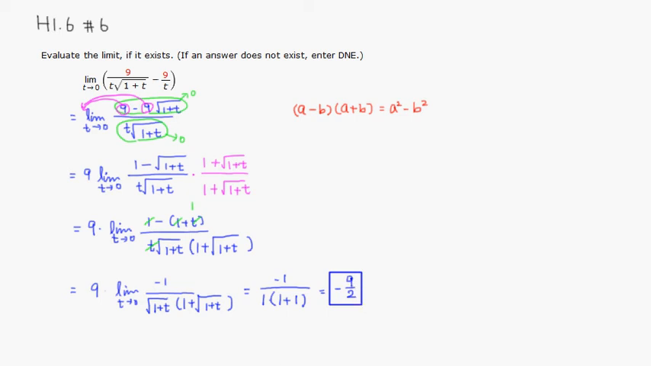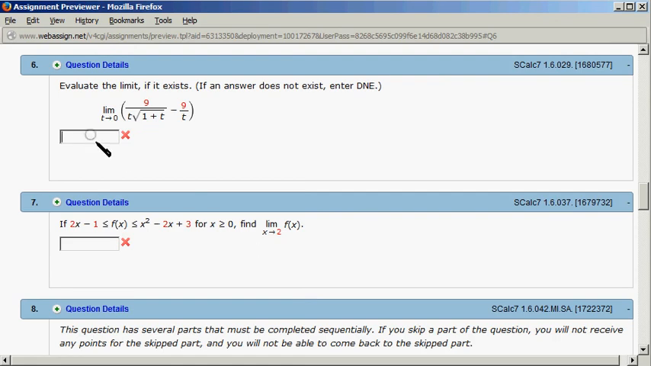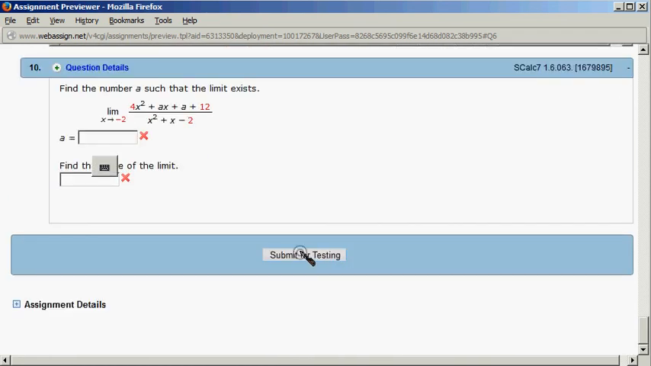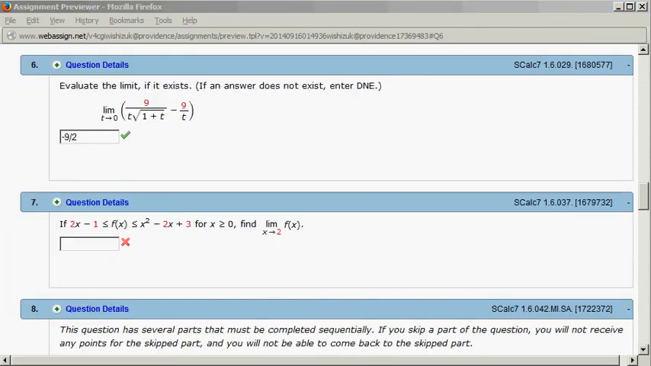Alright, so let's type it in. The answer we got was negative 9 halves. Let's check the answer. Submit for testing. It came back and looks like we got this one correctly. Alright, that's it. I hope that this was clear.